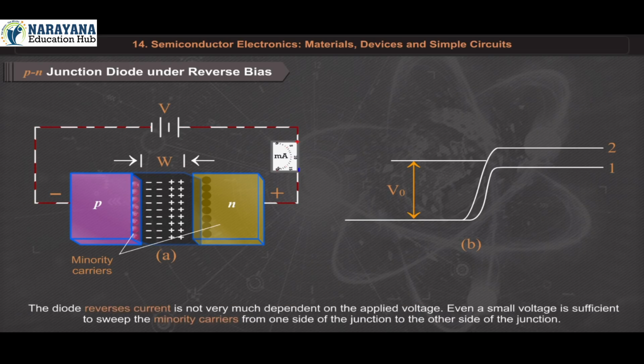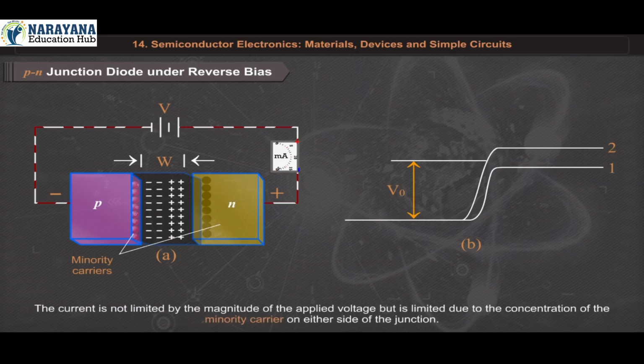The diode reverse current is not very much dependent on the applied voltage. Even a small voltage is sufficient to sweep the minority carriers from one side of the junction to the other side of the junction. The current is not limited by the magnitude of the applied voltage but is limited due to the concentration of the minority carriers on either side of the junction.